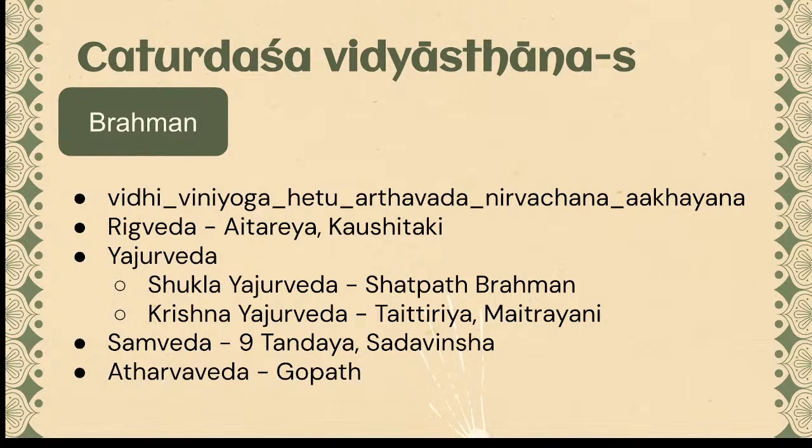So you could see that the Rig Veda has Aitareya and Kaushitaki. Yajurveda has two sub-schools: Shukla Yajurveda has Shatapatha Brahmana, and Krishna Yajurveda has many, Taittiriya and Maitrayani. The Samveda has nine Brahmanas, Tandya, Shadvimsha, and so on, and the Atharvaveda has Gopatha, one Brahmana.